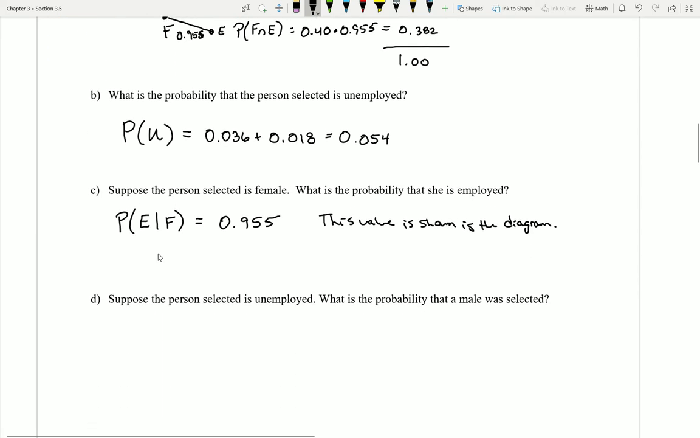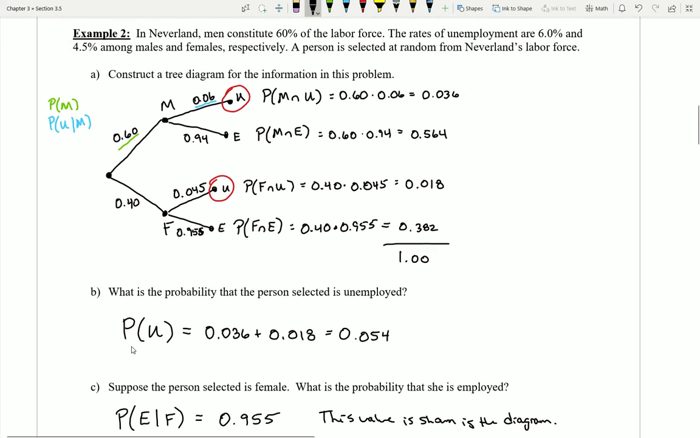Well, let's take a look at part D to see what this question asks. Suppose that the person selected is unemployed. Okay, so I'm again given something conditional. I know the person is unemployed. What is the probability that the person was male? Well, let's see if this conditional probability is already sitting in the diagram. I would need to go down the U branch and then ask the question, what are the chances I end at M? Wait a minute. Go down the U branch and then end at M?